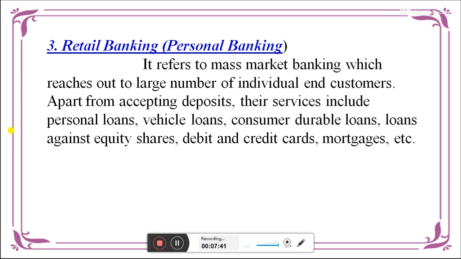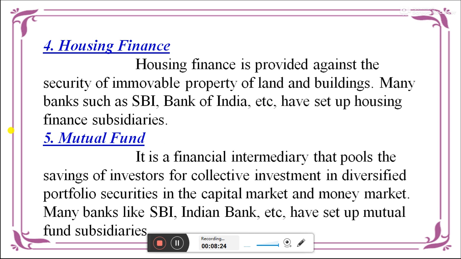Next, retail banking, which is personal banking. It refers to the mass market of banking, which reaches a large number of individual customers. Apart from accepting deposits, the services include personal loans, vehicle loans, consumer durable loans, loans against equity shares, debit and credit cards, and mortgages, etc. This is retail banking. Next, housing finance.